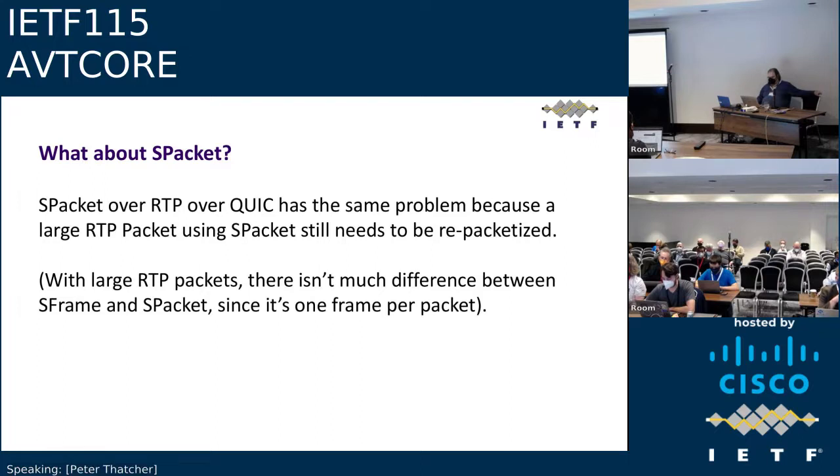Now, someone might say, well, what if we just use S-packet instead of S-frame over RTP over QUIC? But that has the same problem, because you can have a really large RTP packet using S-packet as well. When you have really large RTP packets, like with QUIC streams, there isn't much difference between S-frame and S-packet because you basically have one frame per big RTP packet. Next slide.